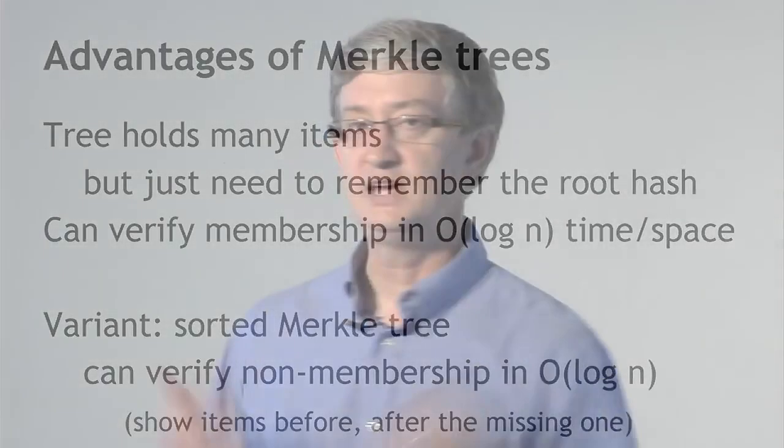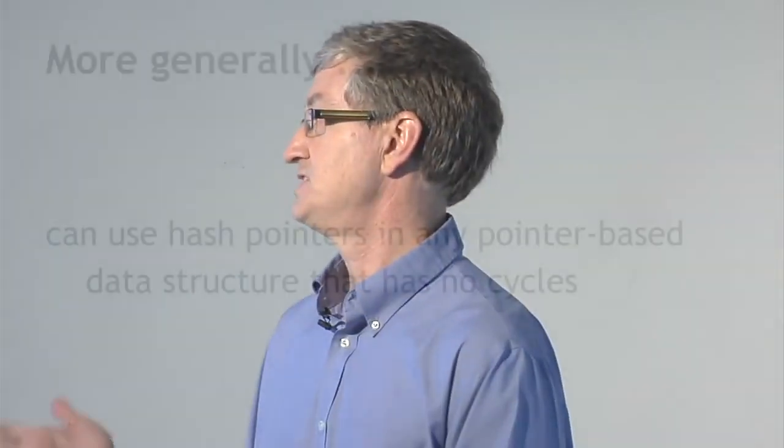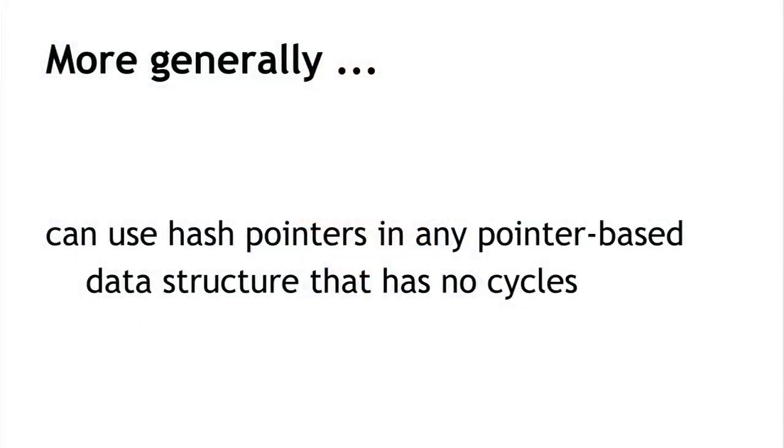All right, so a Merkle tree is a binary search tree built with hash pointers. We can do logarithmic time membership proofs, non-membership proofs if we sort the tree, and it's very efficient. More generally, it turns out that we can use hash pointers in any pointer-based data structure, as long as the data structure doesn't have cycles. If there are cycles in the data structure, then we won't be able to make all the hashes match up. If you think about it, in an acyclic data structure, we can start near the leaves, or near the things that don't have any pointers coming out of them, compute the hashes of those, and then work our way back toward the beginning.